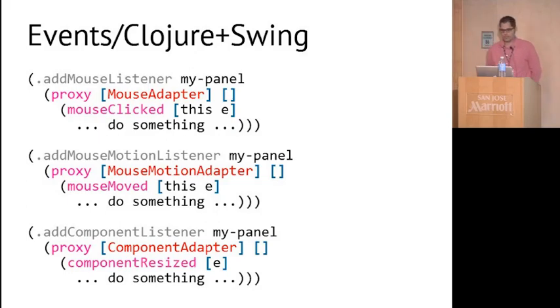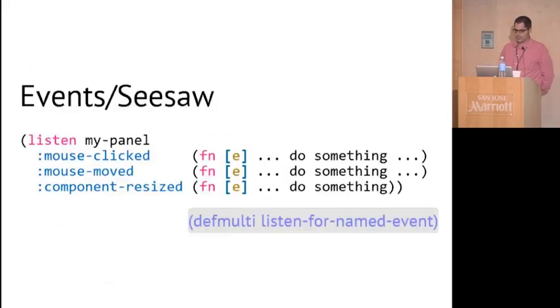Now, that's a ton of cruft and overhead for something that's conceptually as simple as, I know the event I want, here's the function I want you to call when it happens. And that's the approach that Seesaw takes for handling events with the listen function.